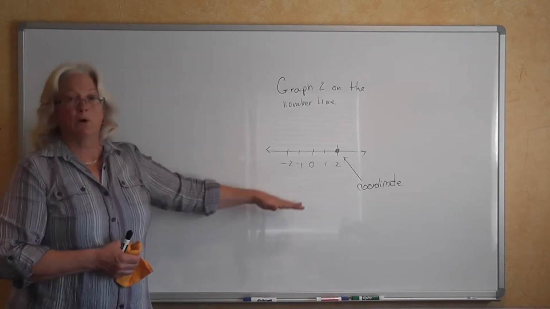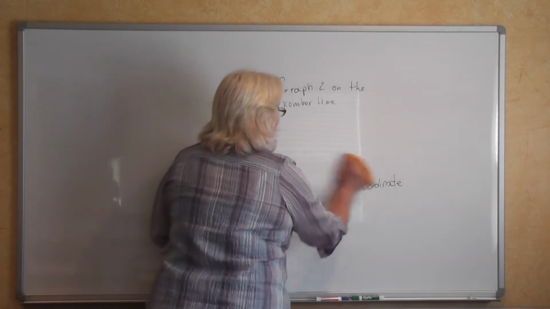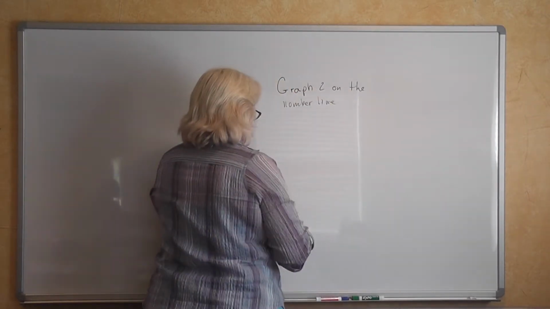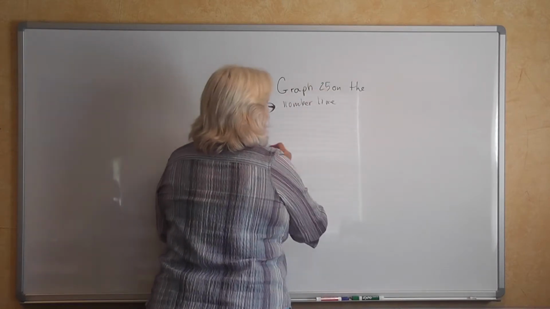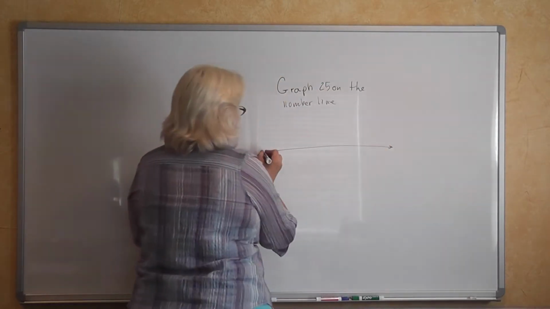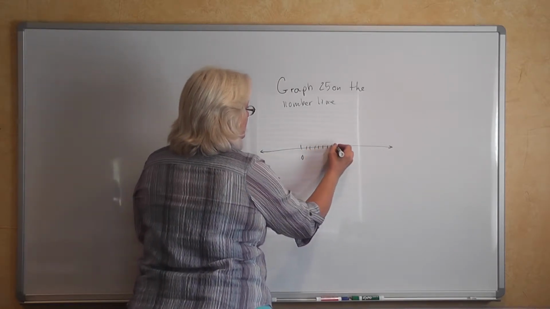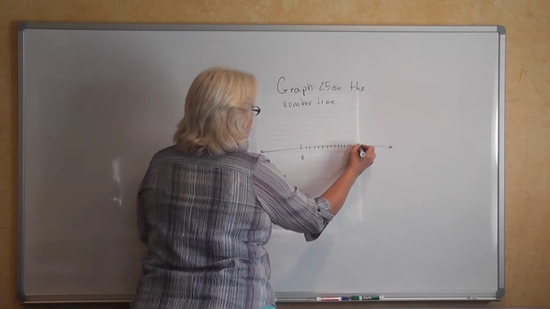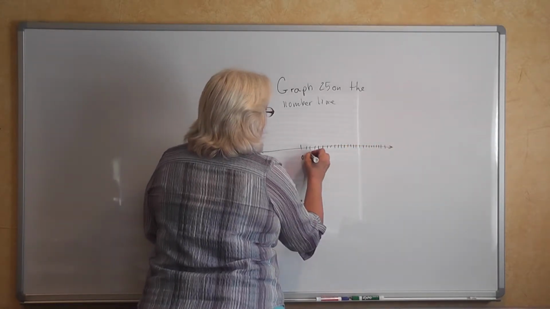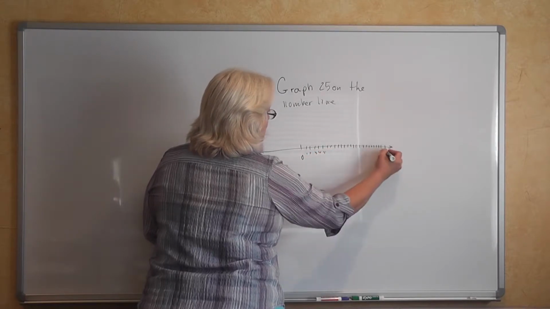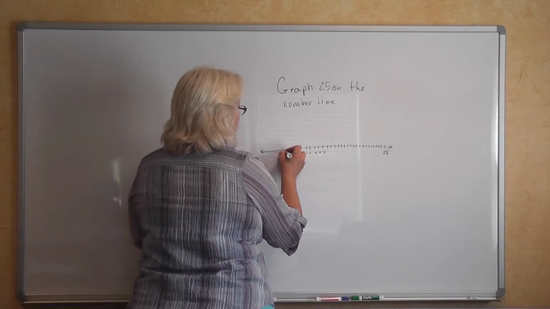Okay, well, this was an easy one to sketch. What if your homework problem says graph 25 on a number line? I have had kids do this. 0, 1, 2, 3, 4, 5, 6, 7, 8, 9, 10, 11, 12, 13, 14, 15, 16, 17, 18, 19, 20, 21, 22, 23, 24, 25. 1, 2, 3, 4, 5. My hand's tired. 25, negative 1, 2, 3, 4.